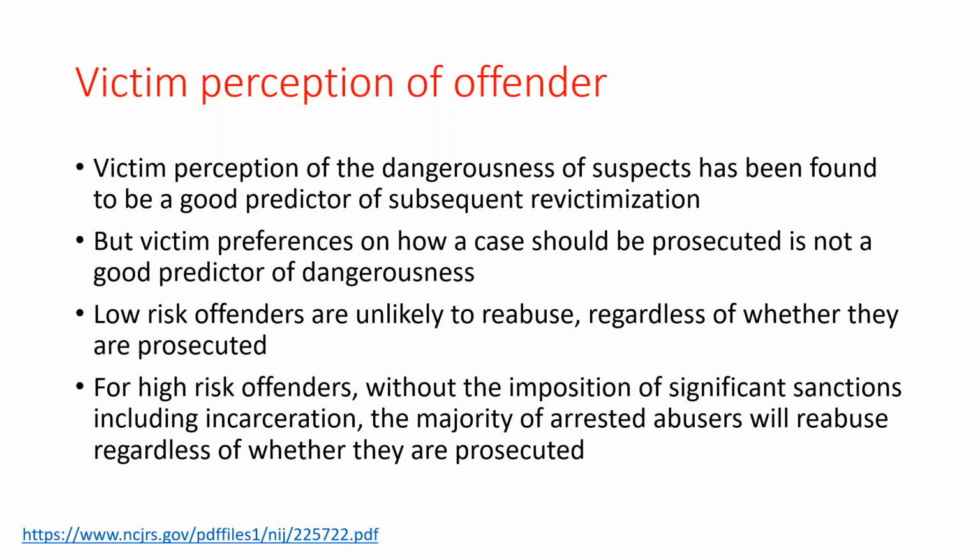A couple last notes about victim perception of the offender. Turns out victims' perceptions of an offender's dangerousness are usually spot on. They're good predictors of subsequent re-victimizations. However, that does not make a victim a good predictor of how a case should be prosecuted. So if a victim says the offender is dangerous, lend credence to that. They are probably right. But if they say, oh, he just needs treatment, that doesn't mean they're right about that. Understand that those are two different things.